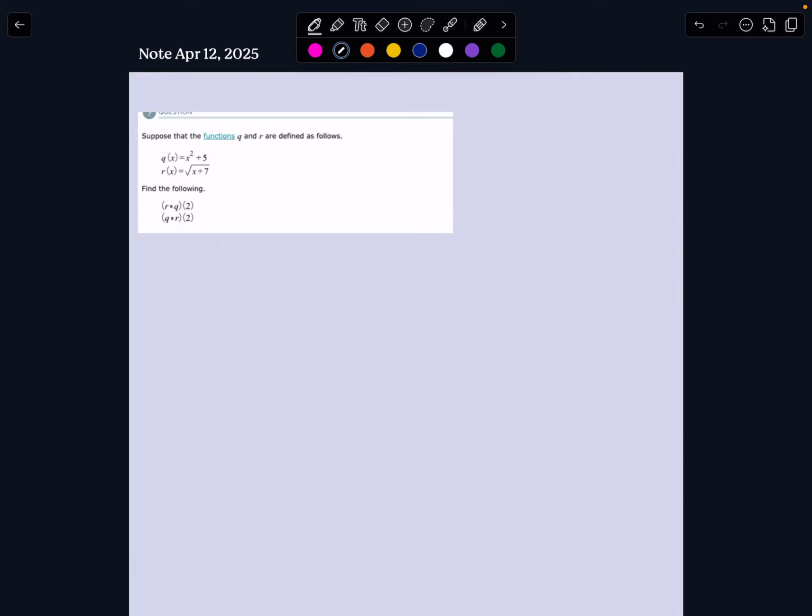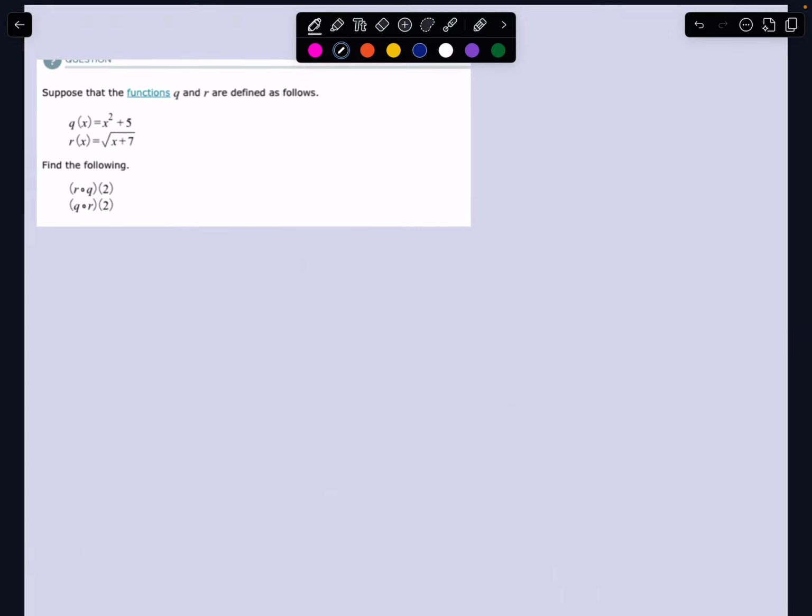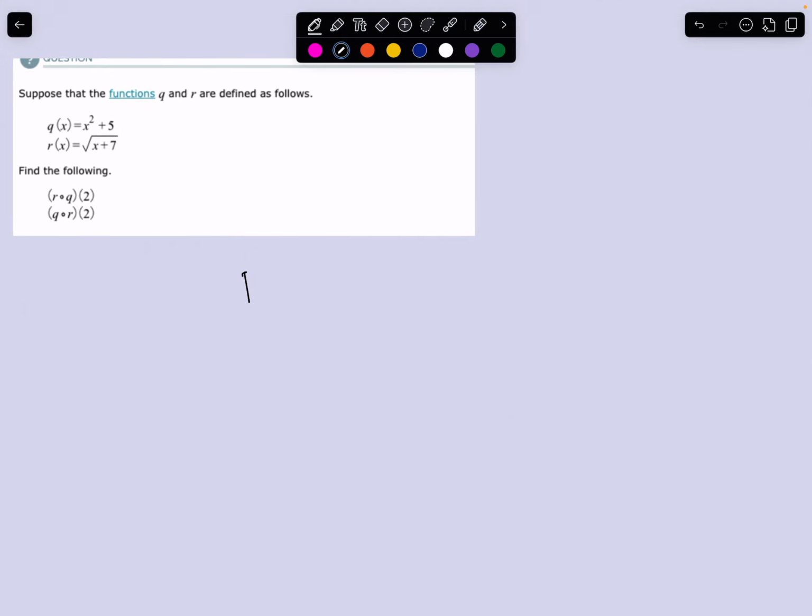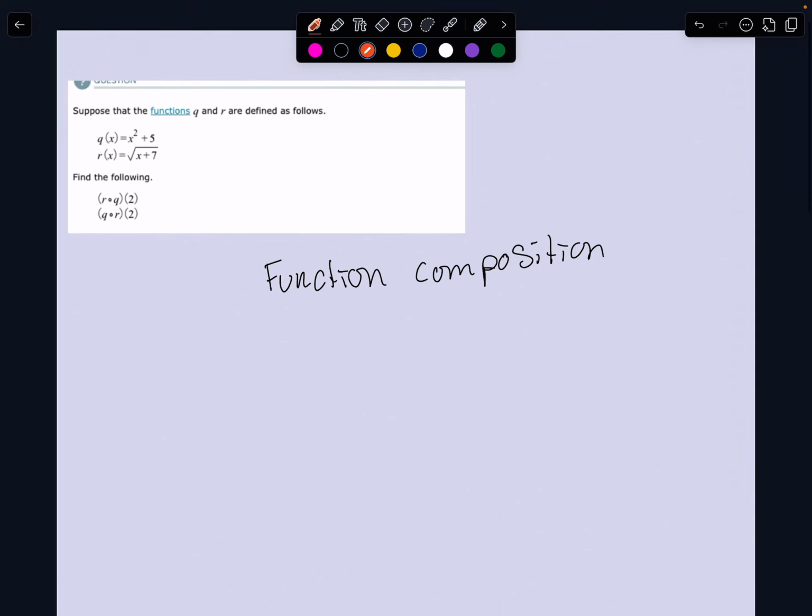So this is a new type of relationship called function composition. Function composition. And when you see this, I'm going to show you, okay, we'll just go for it. So we have q of x is equal to x squared plus 5. And then in green, I'm going to use r of x equal to the square root of x plus 7.